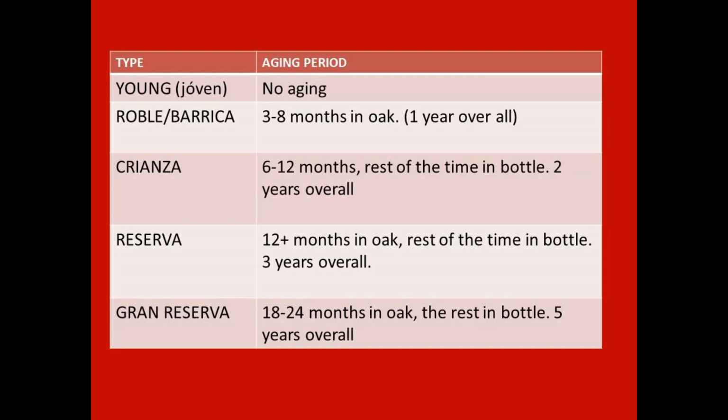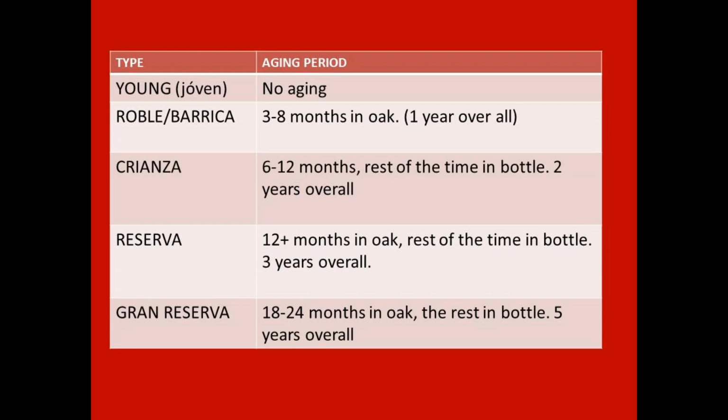Roble, that literally means oak. Despite the name, it generally has the least time in an oak barrel of all the aging techniques. It's sort of a recent incorporation. Roble is somewhere between a joven, or a young wine, and a crianza. The time in the oak barrel is usually somewhere between 4 and 8 months.